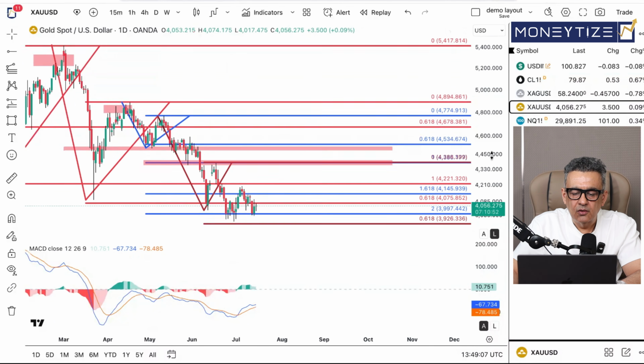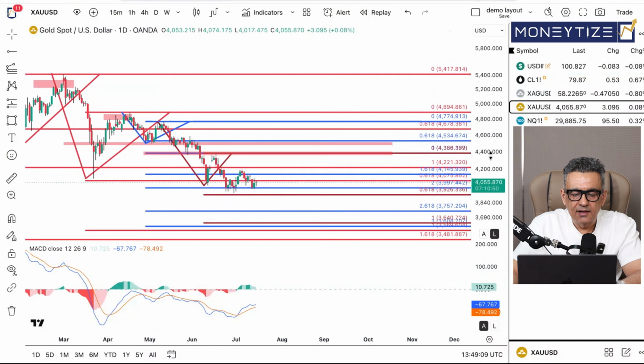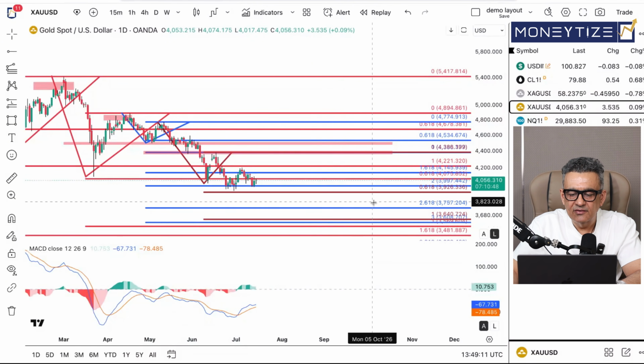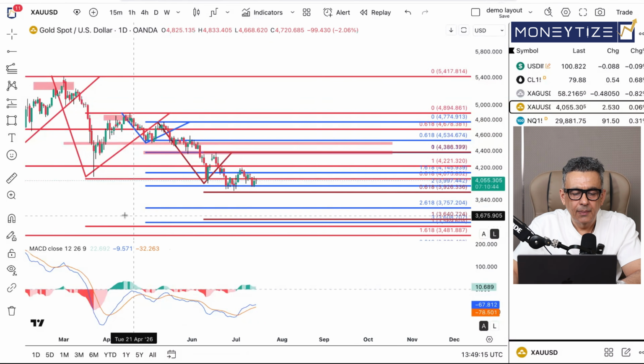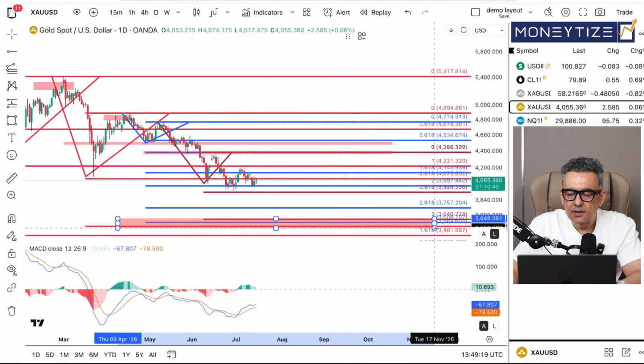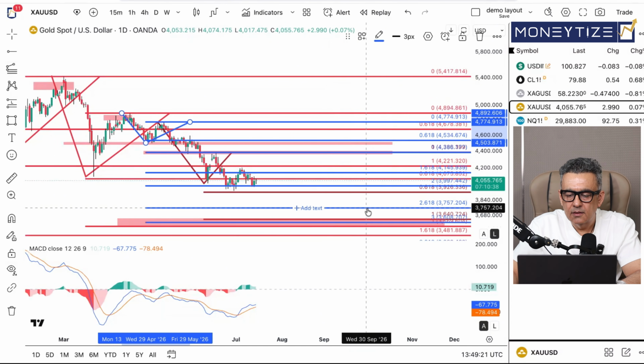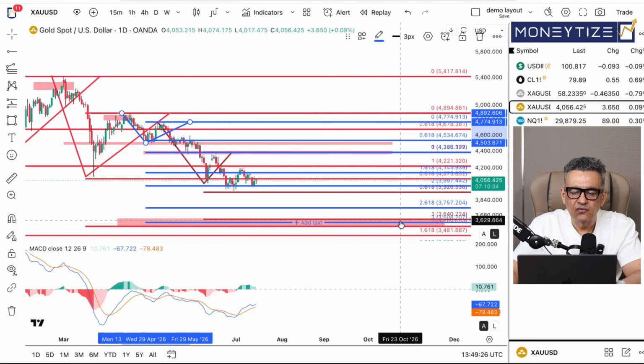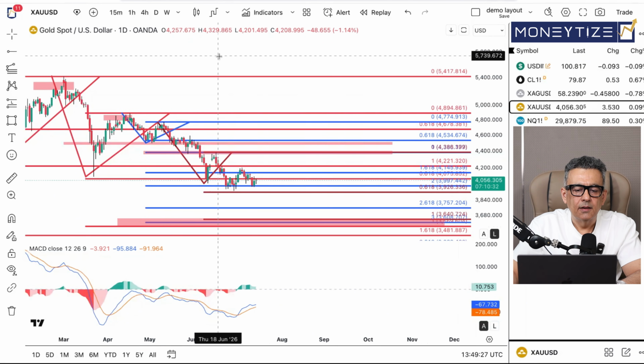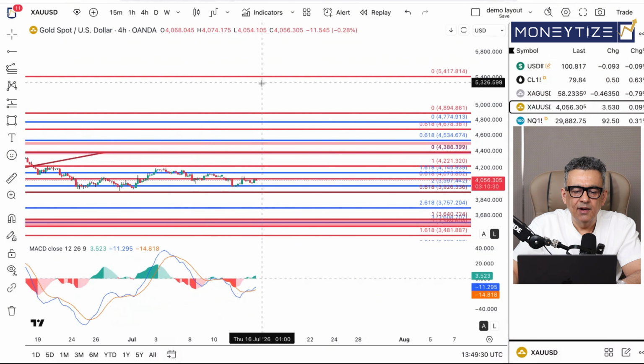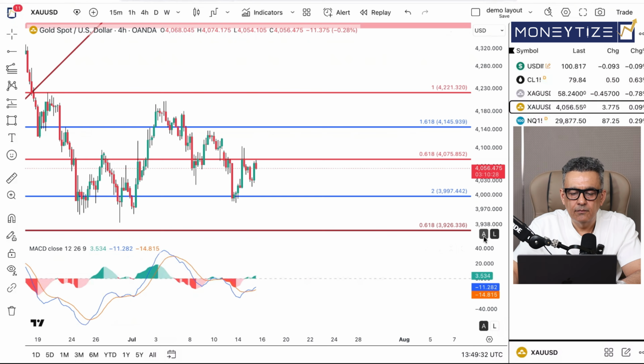Now, if we zoom out, we need to look at the magnet support areas. Now, the next support area is sitting at 37.57 on the daily chart basis, but the major cluster is in between this area, which is 35.60 to 36.40. Now we can zoom into 4 hourly frame here.